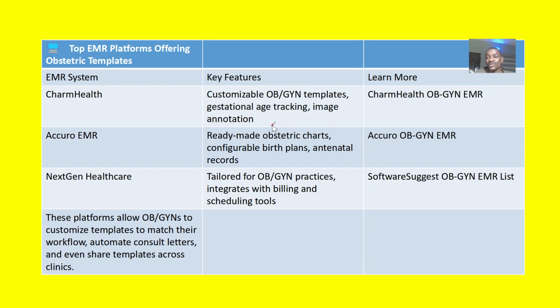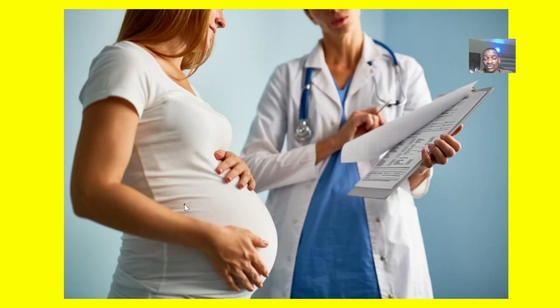I was trying to talk about different platforms that have different templates. You can check out CharmHealth. You can check out Acro EMR. You can check out NextGen Healthcare. Even if you need it and you don't know how to check it out, you can just comment and I'll guide you on that. So that's it for what this simply means.